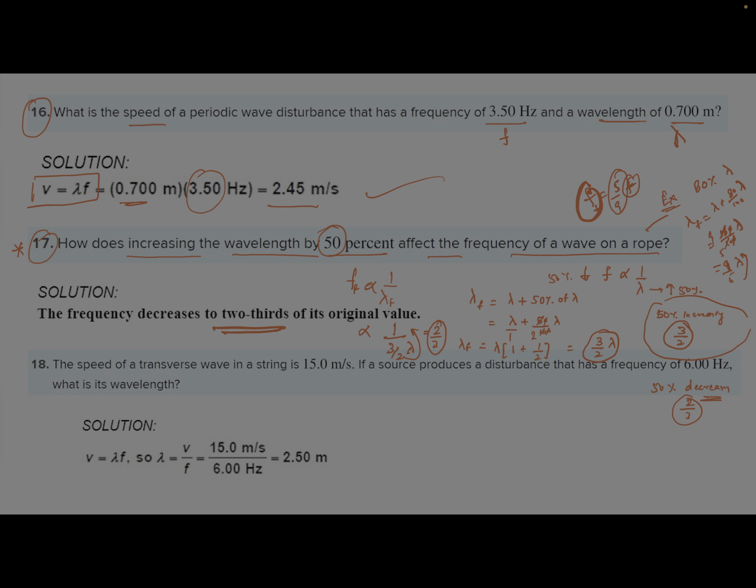Clear? Now question 18. The speed of a transverse wave in a string is 15 meter per second. So they have given you V. If a source produces a disturbance that has a frequency of 6 Hertz, what is its wavelength? So they have given you frequency and they're asking wavelength. So what is the relation? Lambda is equals to V over F. V they have given you 15, F they have given you 6, and this is your answer. Correct?